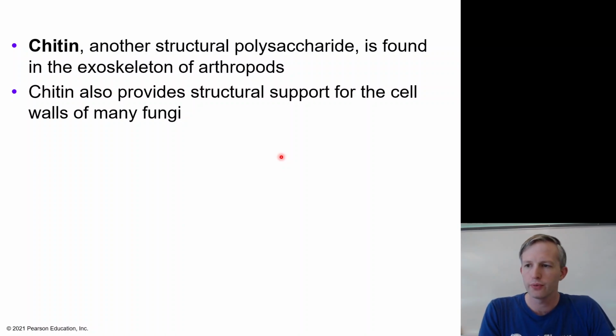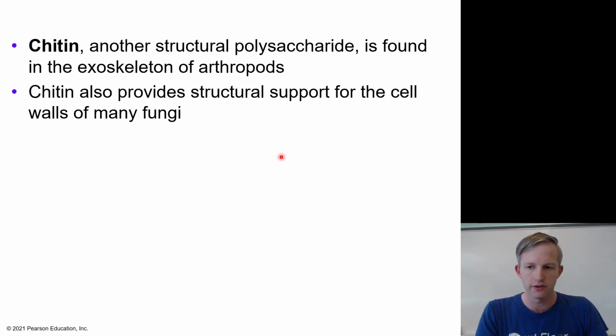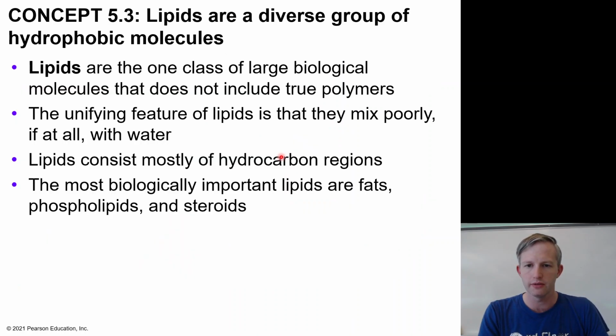Chitin is a fourth one. I don't go into much detail with this. I won't be using this as an example myself. However, it is basically the fungi analogy to cellulose. It's a different structural support molecule which gets used for the exoskeleton of arthropods and then also in cell walls of fungi.